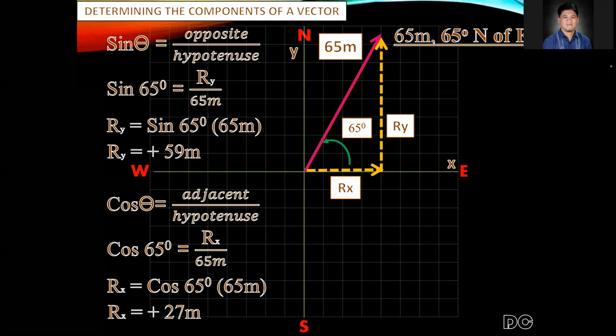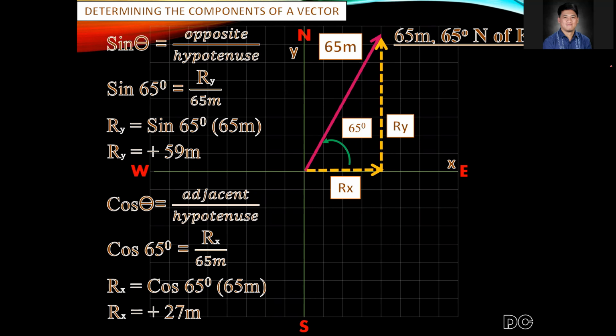So therefore, the vertical component of our given vector is positive 59 meters and the horizontal component is equal to positive 27 meters. So that is how to identify the components of our vector, the x and the y component.